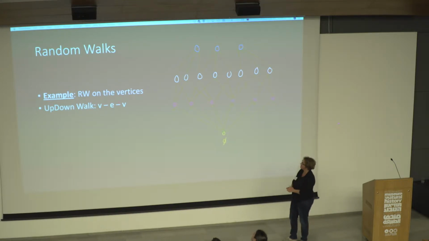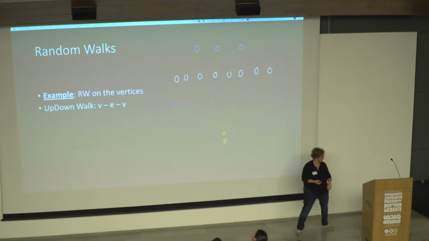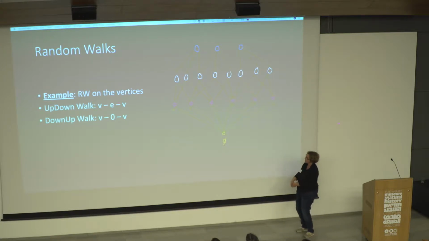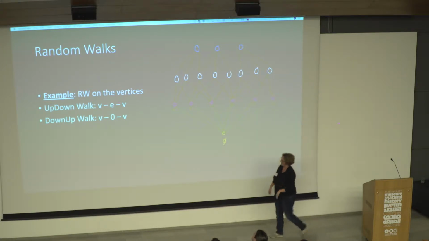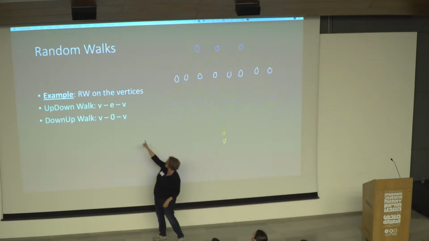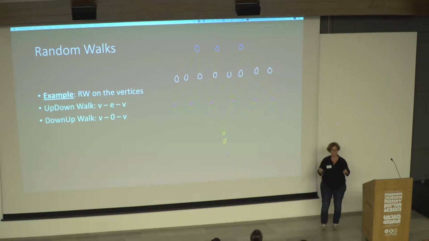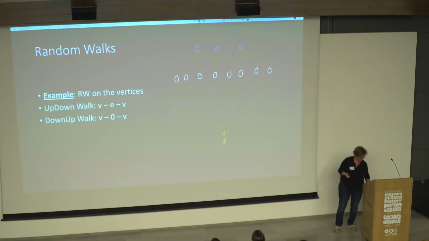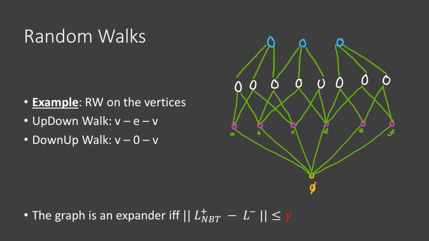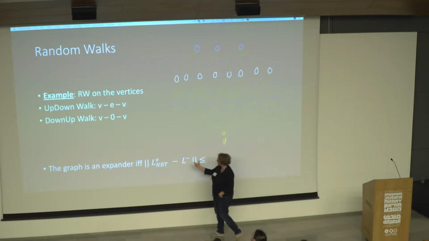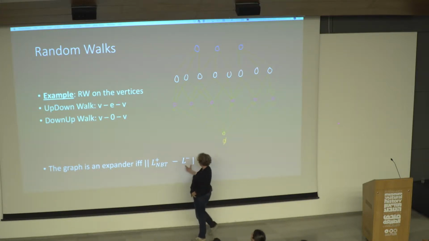We said already that this is the lazy random walk. And I have the down-up. I start from a vertex, I go to the empty set, and I go back to another vertex. It should be clear that this V and that V are not necessarily the same vertex. They can be the same or they can be different. So these are two different random walks. And interestingly, if this graph is a gamma expander, this is the letter gamma here, then these two random walks actually have a very interesting connection between them.